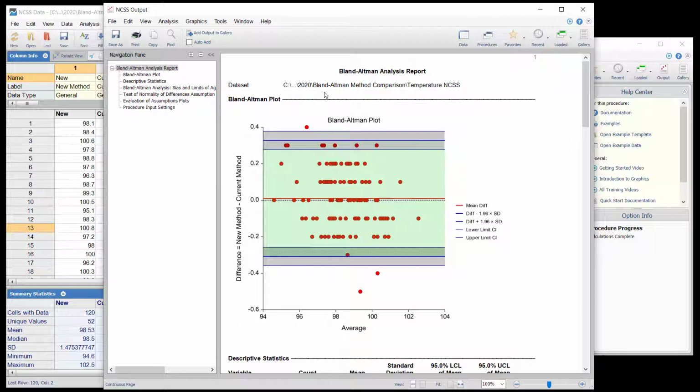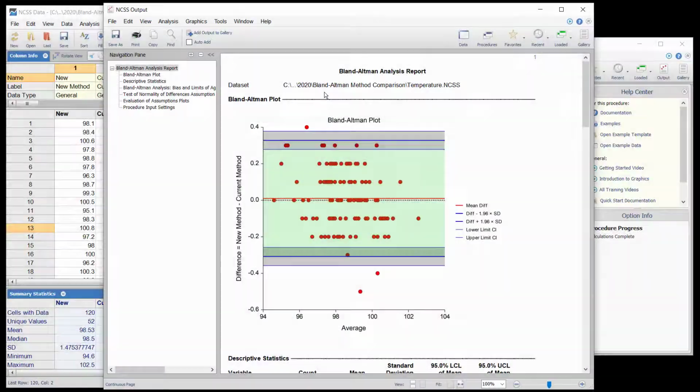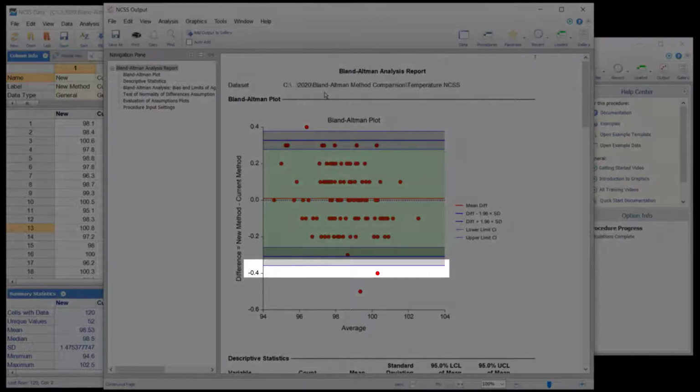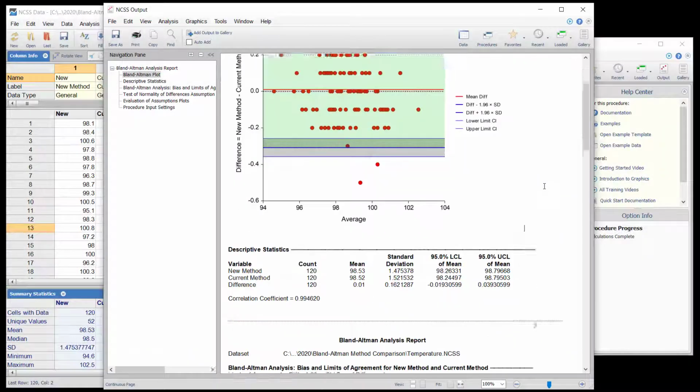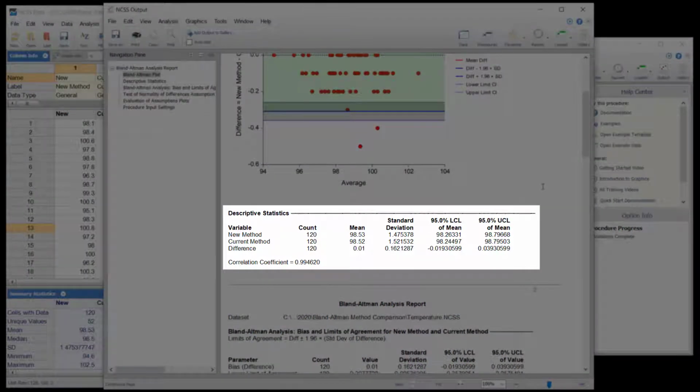Before looking at the numeric reports, we can already tell that the method will be deemed in agreement. The outer boundaries of the plot are inside 0.4 degrees difference, which was the maximum allowed difference designated by the researchers. The descriptive statistics section gives summary statistics of the two methods and the difference.